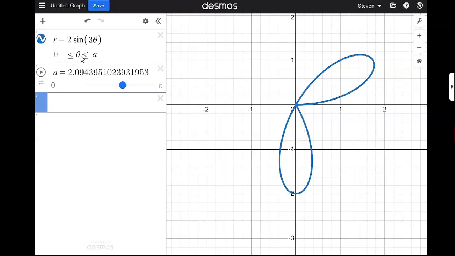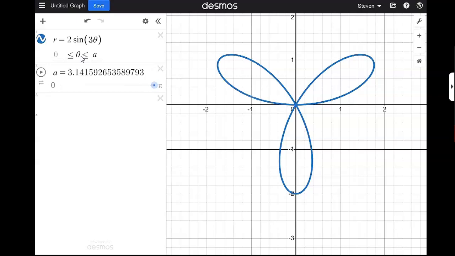115, 120, 135, 150, or in radians, that would be 5 pi over 6. We hit our last thing, 165, and then finishes up at 180 at pi.